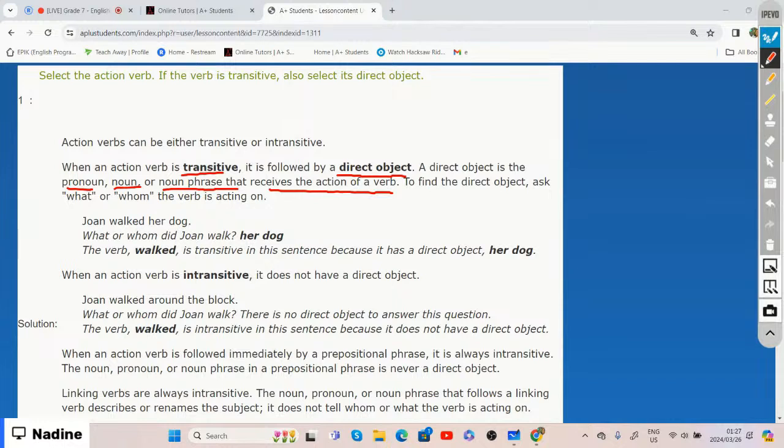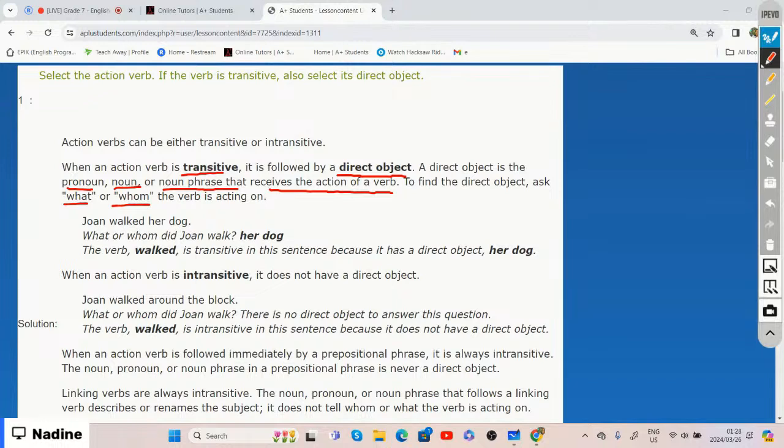And to find the direct object, we need to ask questions like what? Or whom? So we either ask what or whom the verb is acting on. So that is a transitive verb. A transitive verb is followed by a direct object, and a direct object can be a pronoun, a noun, or a noun phrase that receives the action of the verb. When finding the direct object, we ask ourselves what or whom the verb is acting on.